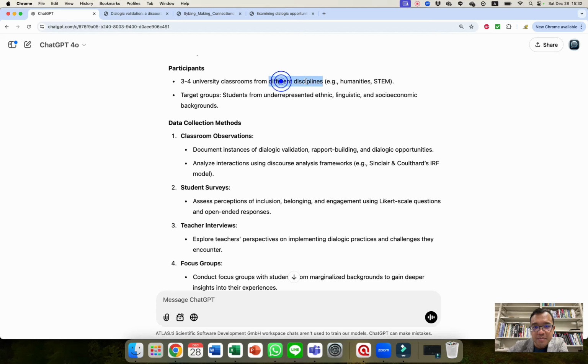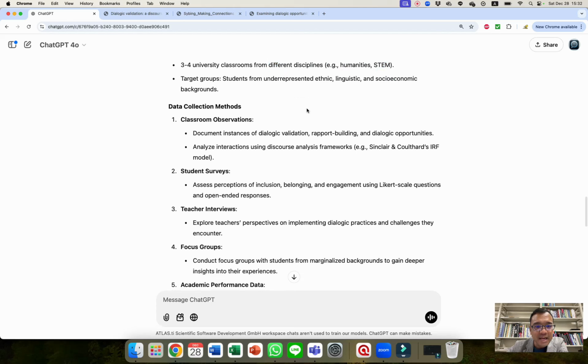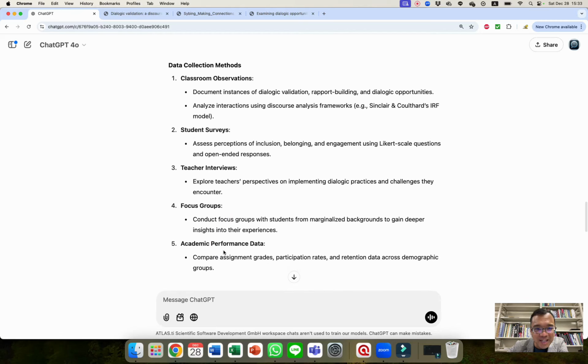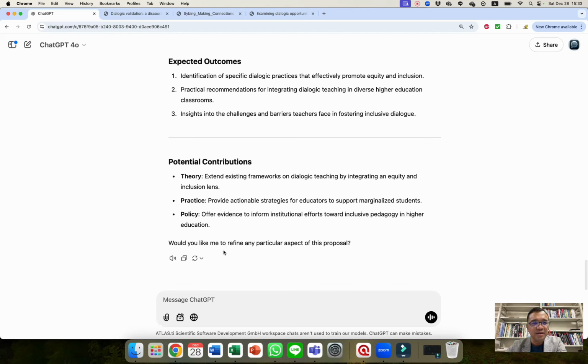Especially with different disciplines, for example, the humanities or STEM. And mixed methods would include classroom observations, student surveys, teacher interviews, focus groups. This is an ambitious study. Let's see if we can bring this down. Let's see. Adjust this proposal.